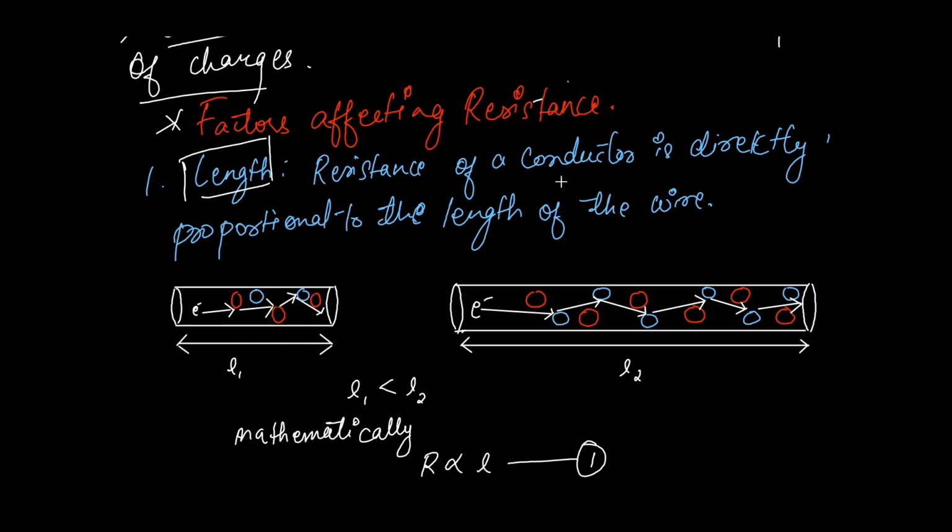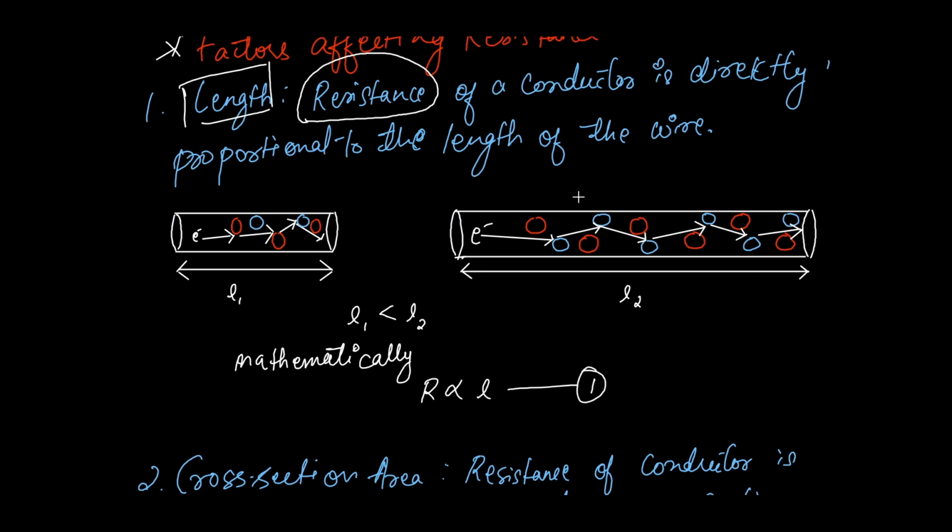So basically this statement is saying that if you increase the length of the conductor, then the resistance is also going to increase. Okay, so what will happen if you increase the length of the conductor? It will result in an increase of the resistance. Okay, so to see it, you can see this example.